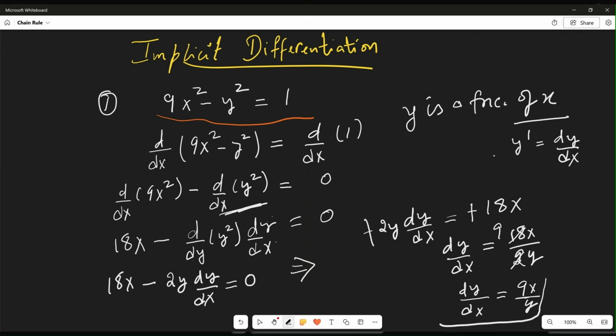And here is your answer. I hope this helps, and pay attention to this part.